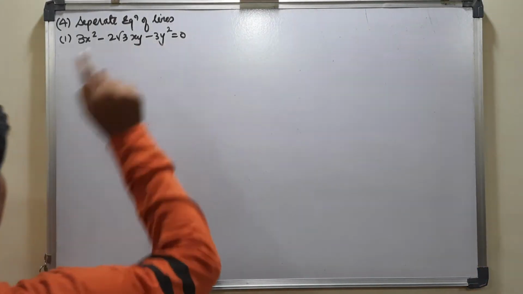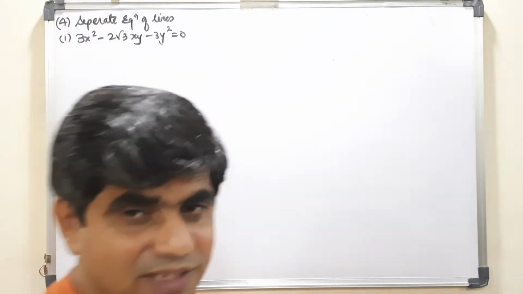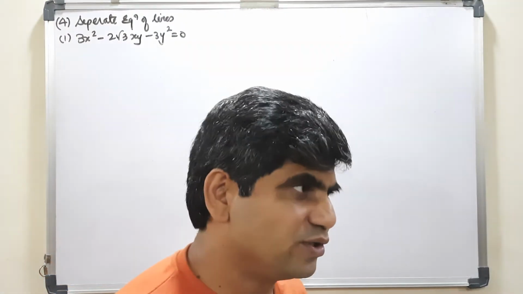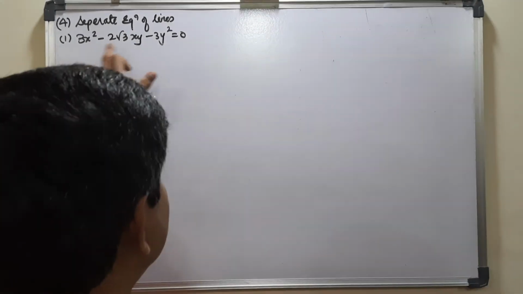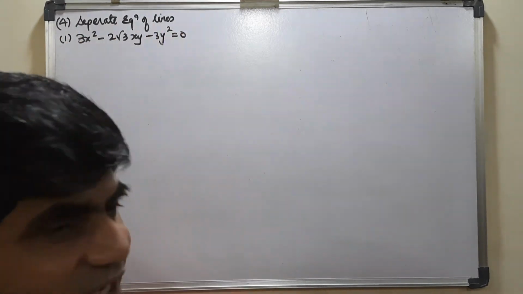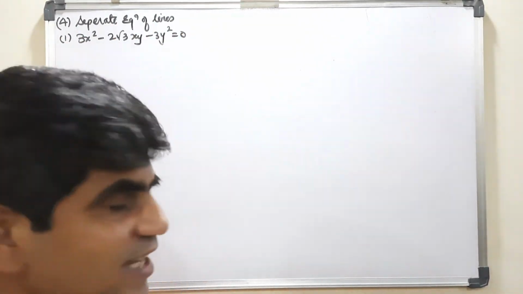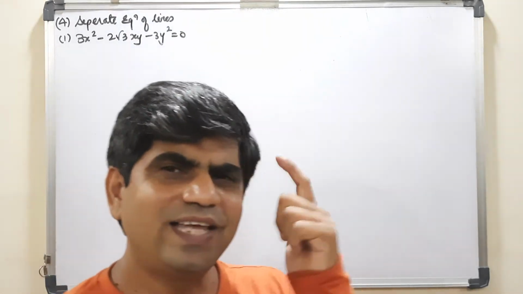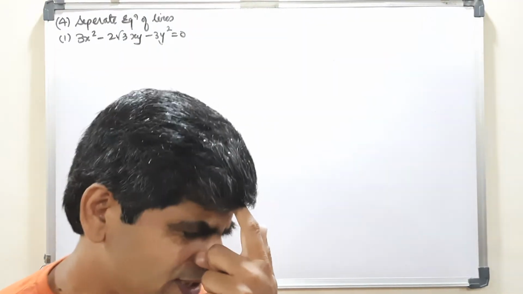That is, 3 threes are 9. In general, for factorization of ax square plus bxy plus by square is equal to 0, first I multiply a into b. I am not taking the sign, sign is of no importance for me. 3 threes is 9. I will factorize 9 in such a way that the subtraction should be 2. Right? So one thing is in my mind here.